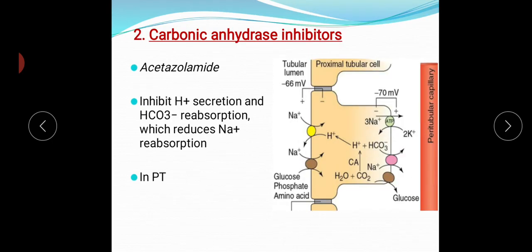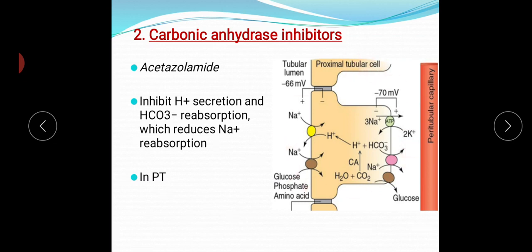The next group of diuretics are the carbonic anhydrase inhibitors. Again, these diuretics act at the proximal tubule. Now you know this term carbonic anhydrase. It is an enzyme whose main function is to form carbonic acid from H2O and carbon dioxide. Here you can see the proximal tubular epithelial cell: this is the renal tubular lumen, this is the interstitial space, and this is the epithelial cell.